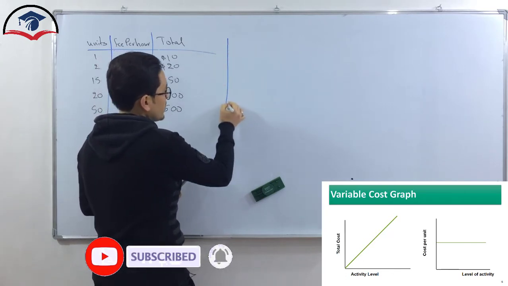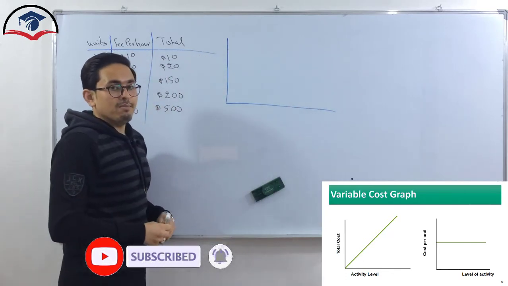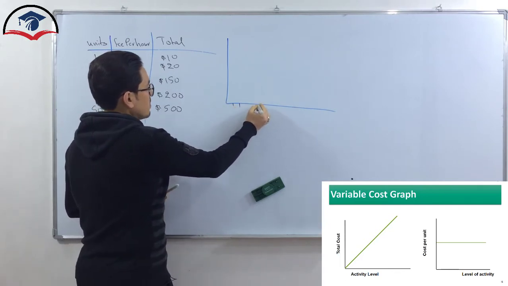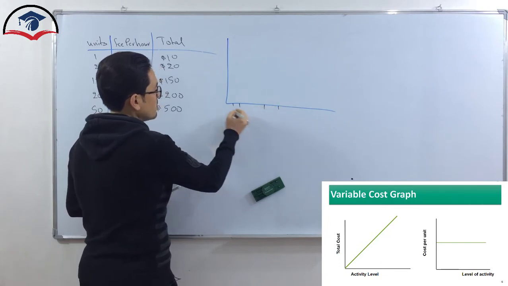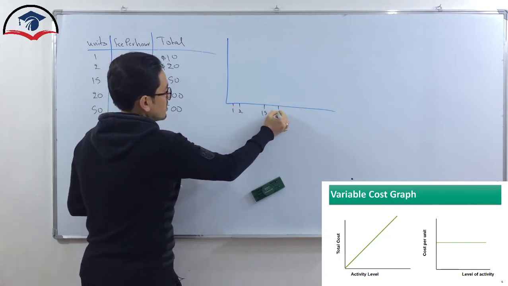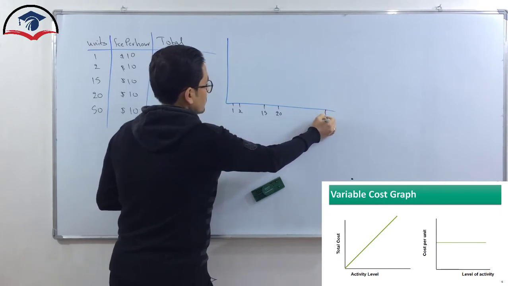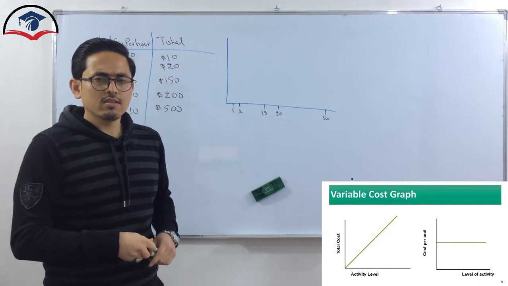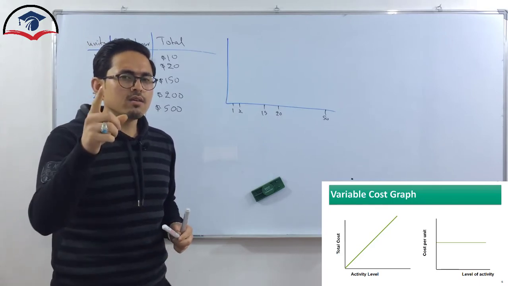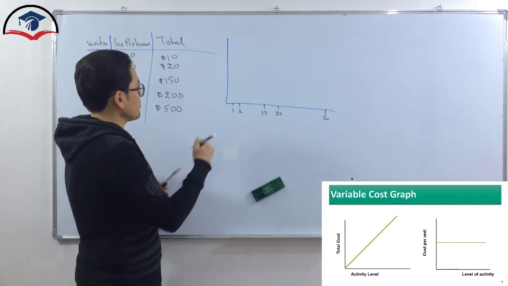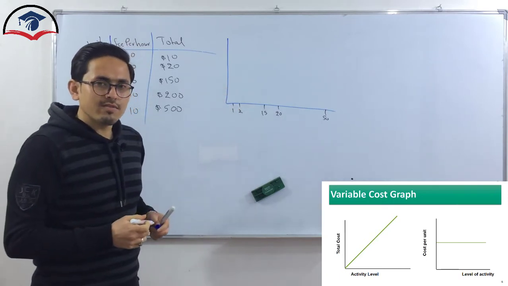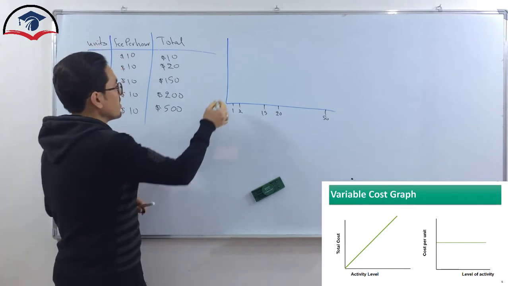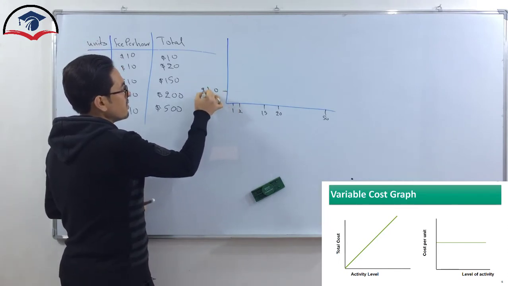Suppose again we have the graph and my level of activity is still 1, 2, 15, 20, and the last one 50. What is the cost per unit? I'm not hearing well. Is it 50? Okay. No. Is it 50? Of course not. It is 10. The $10 is the cost per unit.